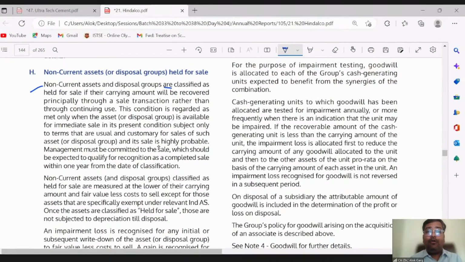Non-current assets and disposal groups are classified as held for sale if their carrying amount will be recovered principally through a sale transaction rather than through continuing use. Sir, this you have already told us. This condition is regarded as met only when the asset is available for immediate sale in its present condition, subject only to terms that are usual and customary for sale of such asset or disposal group, and sale is highly probable. Management must be committed to the sale, which should qualify for recognition as a complete sale within 1 year from the date of classification.